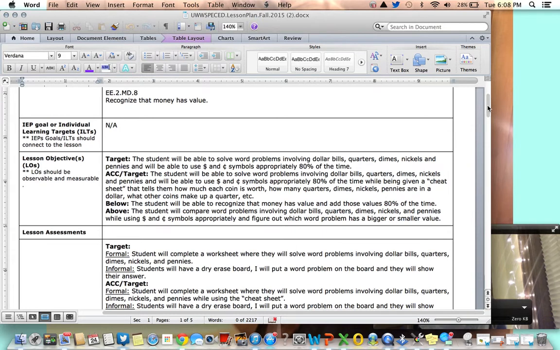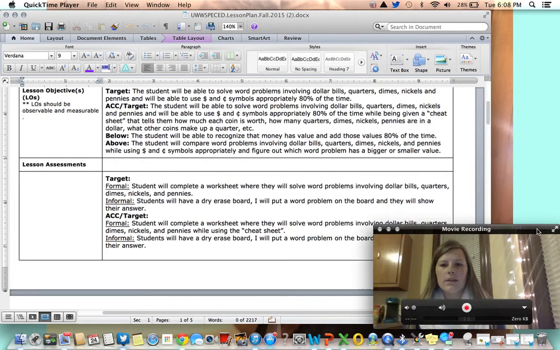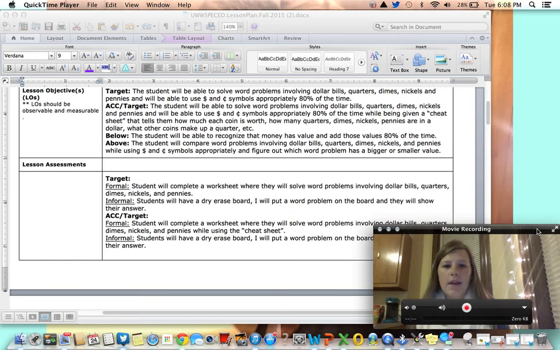And then for the below target, it is the student will be able to recognize that money has value and add those values 80% of the time, which goes along with that essential element. And then for the above target, the students will compare word problems involving dollar bills, quarters, dimes, nickels, and pennies while using the dollar and cent symbols appropriately and figure out which word problem's total has a larger or lesser value.